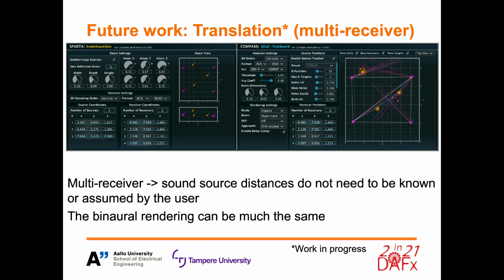And finally, although not explored in this present paper, if you happen to have multiple ambisonic receivers, then listener translation can still be possible with the compass framework, in which case you don't need to know or assume the source distances. We can use the same particle filtering based tracker that we used earlier, but instead here we track the directional intersections in 3D Cartesian space, rather than tracking directional estimates as unit vectors. Otherwise, the rendering can be much the same. And we look forward to talking about this project more in the near future.